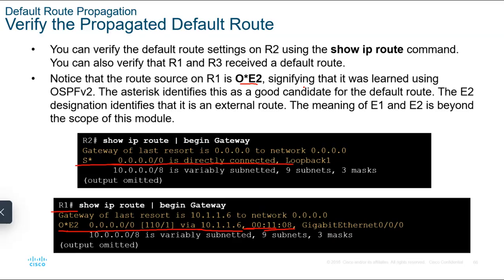The asterisk identifies this as a good candidate for a default route. Then the E2 designation identifies that it is an external route. The meaning of E1 and E2 is beyond the scope of this module.